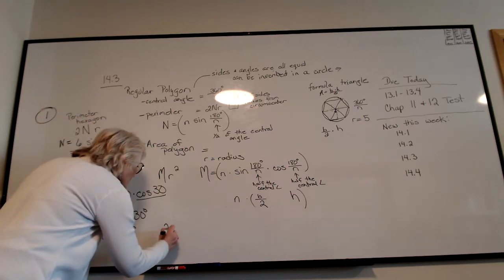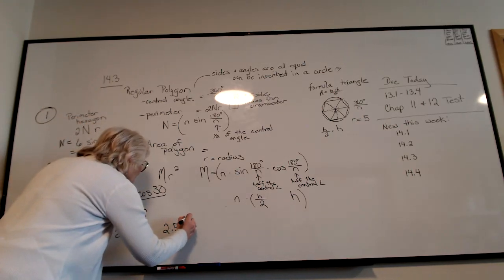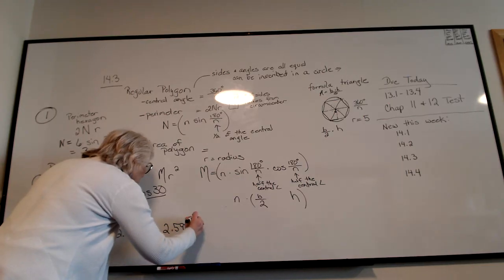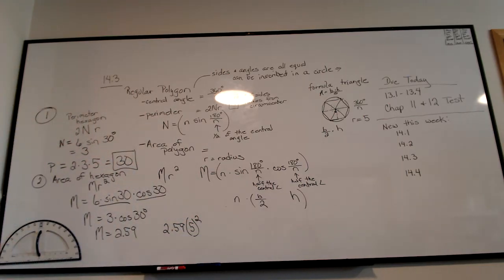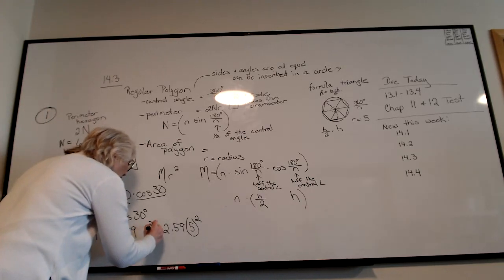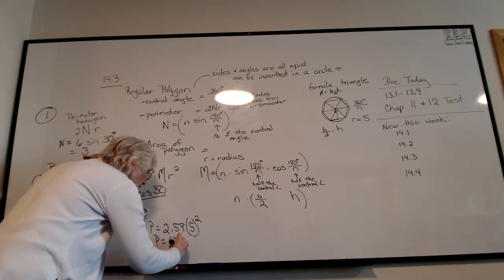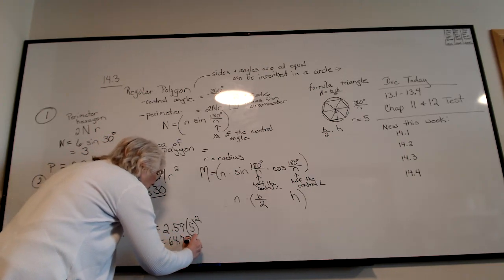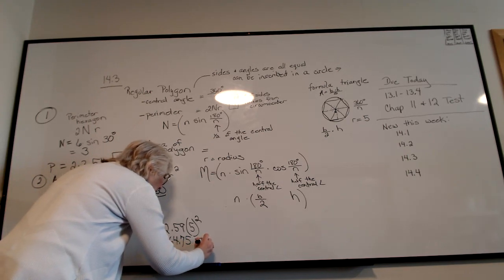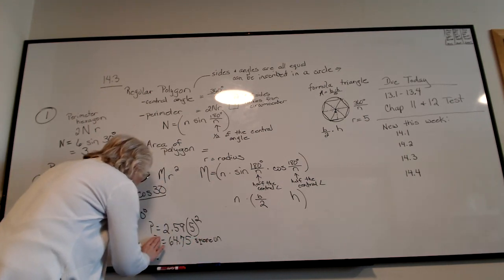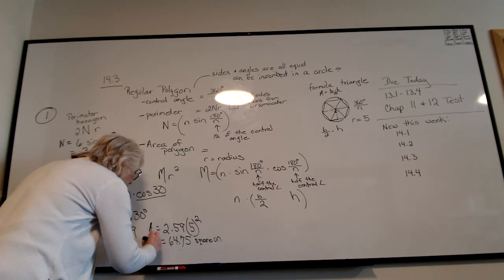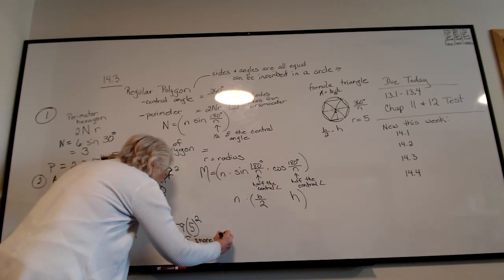So it would be 2.59 times 5 squared. So 25 times 2.59 is 64.75. Okay, and that's the area that equals that. Yes, thank you, that's the area. I wrote it wrong. Square units.